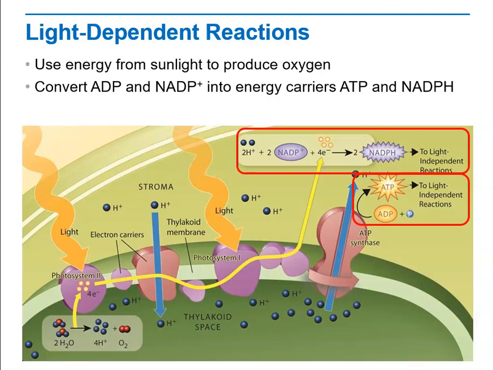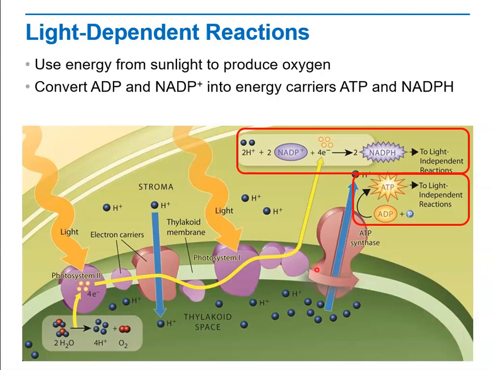Let's talk in more detail about the light-dependent reactions and really discuss how they work. Because we already know that in the light-dependent reactions, the chlorophyll absorbs light and creates these high-energy electron carriers that are then going to go to the light-independent reactions. We also know that the light-dependent reactions take place in the thylakoid membrane. So let's look at our diagram.